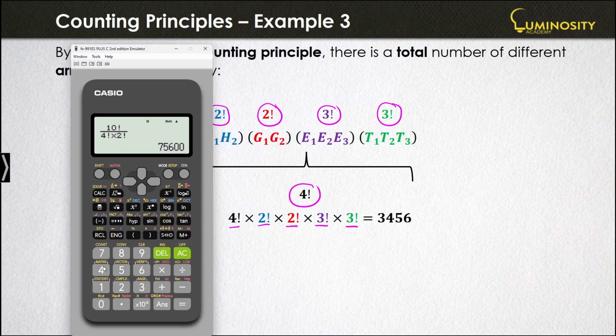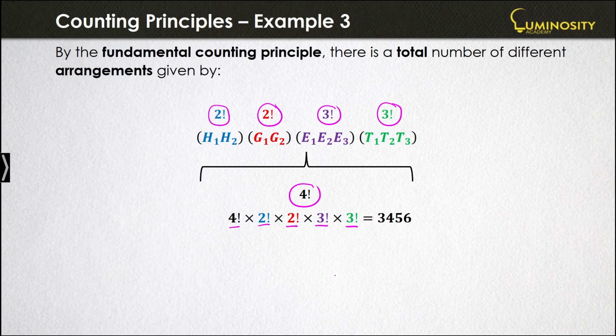So we have 4 factorial times 2 factorial, no, let's go back one. 2 factorial times 2 factorial times 3 factorial, and lastly times another 3 factorial. Putting all that together, we get 3,456 ways that we can arrange those books such that books of the same subject are always next to each other, and the books of each subject can also be arranged in their multiple ways.